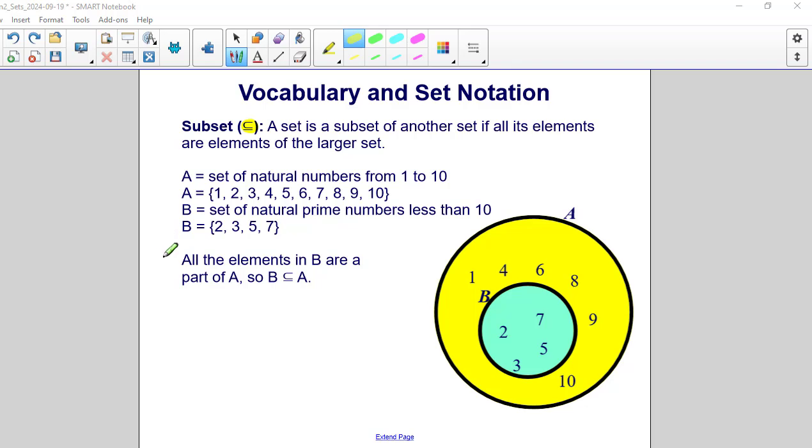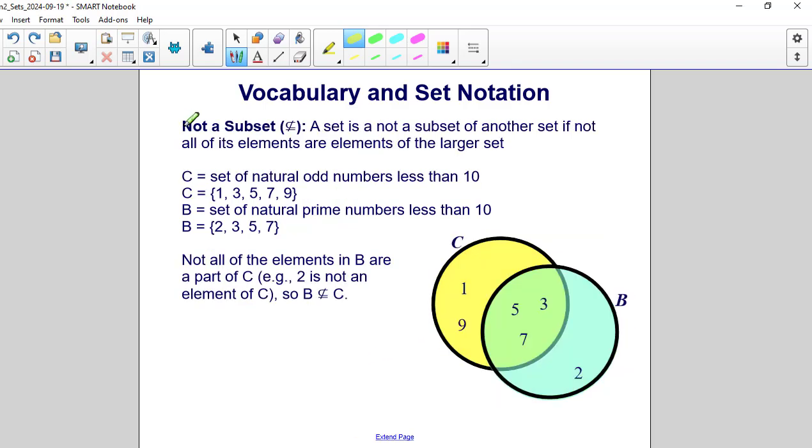All the elements in B are a part of A, so B is a subset of A. Over here on the right-hand side, we see a Venn diagram illustrating what a subset looks like. All of the elements 1 through 10 are included within set A. Set B is a special set of numbers here in the blue circle that are part of A, but also part of B. Therefore, B is a subset of A.